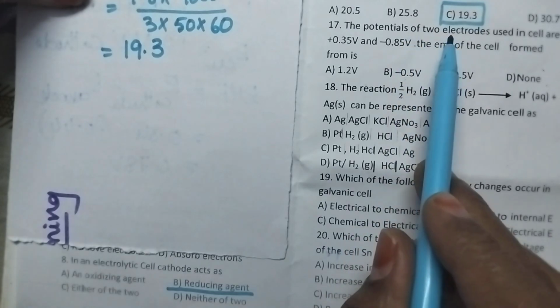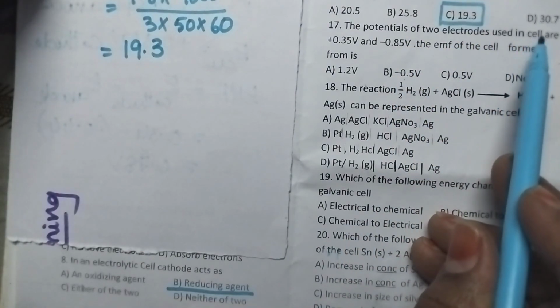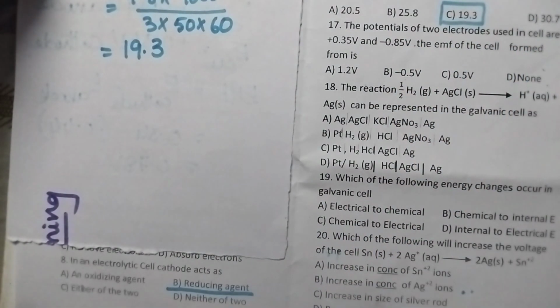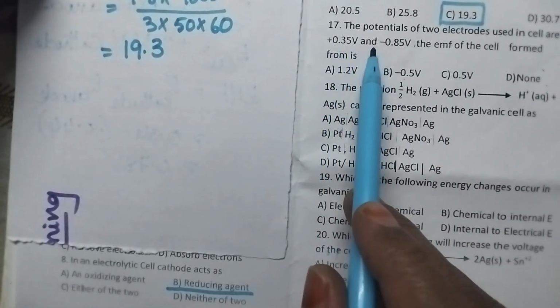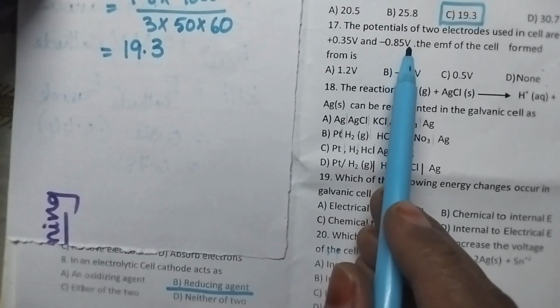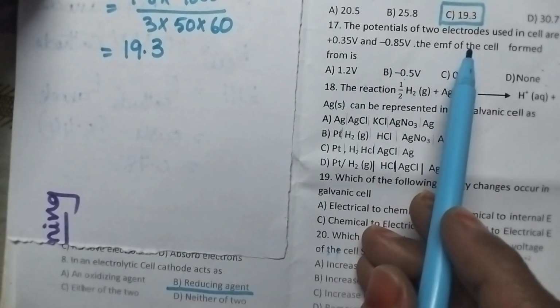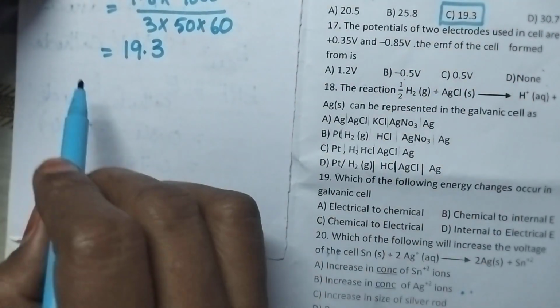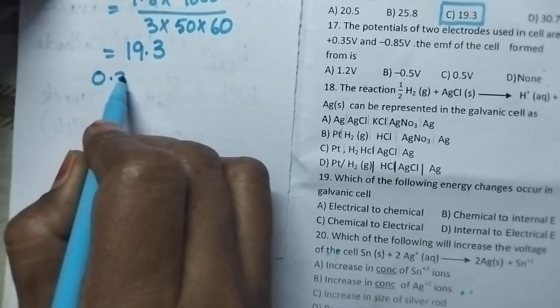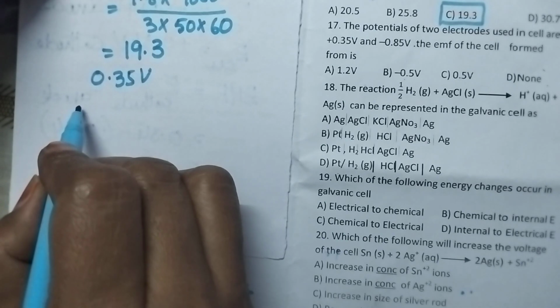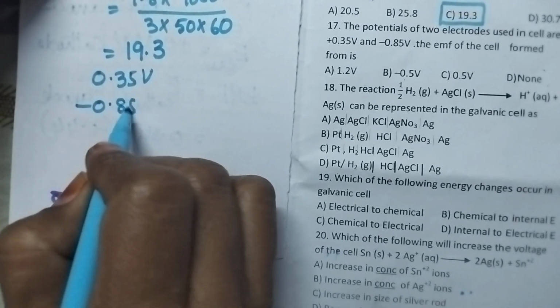The potential of two electrodes used in the cell are 0.35 volts and minus 0.85 volts. What is the EMF of the cell formed? So here one electrode is having the potential of 0.35 volts and the other electrode minus 0.85 volts.